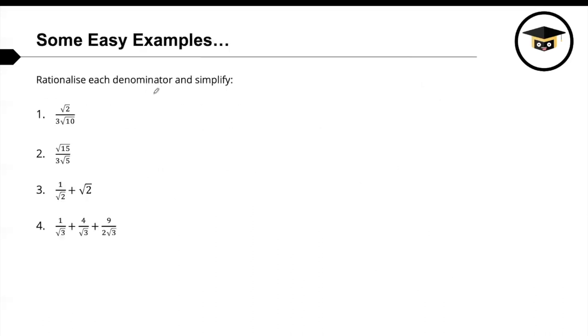So here are a few quick, easy examples. Pause the video and have a go through all 4, and then unpause so that we can go through the solutions. So with question 1, there's actually 2 different ways we can do this.